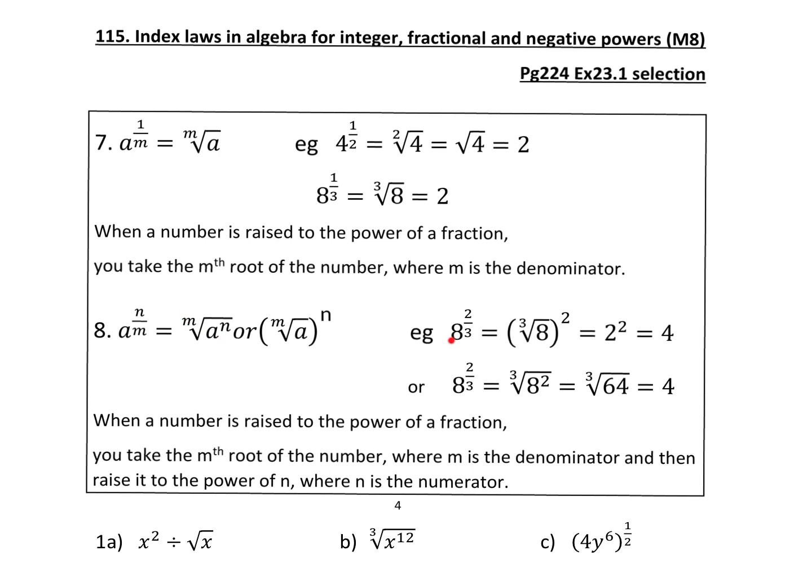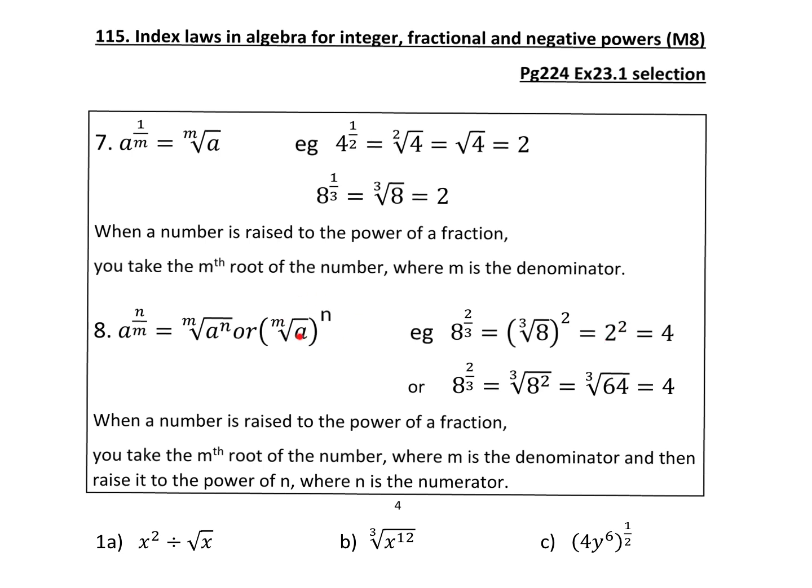If we've got 8 to the power of 2/3, you can see the denominator here is 3, so you take the cube root of that number. When you've worked that out, which is 2, you can then raise it to the power of whatever the numerator was, which is 2. So 2 to the power of 2 is 4.